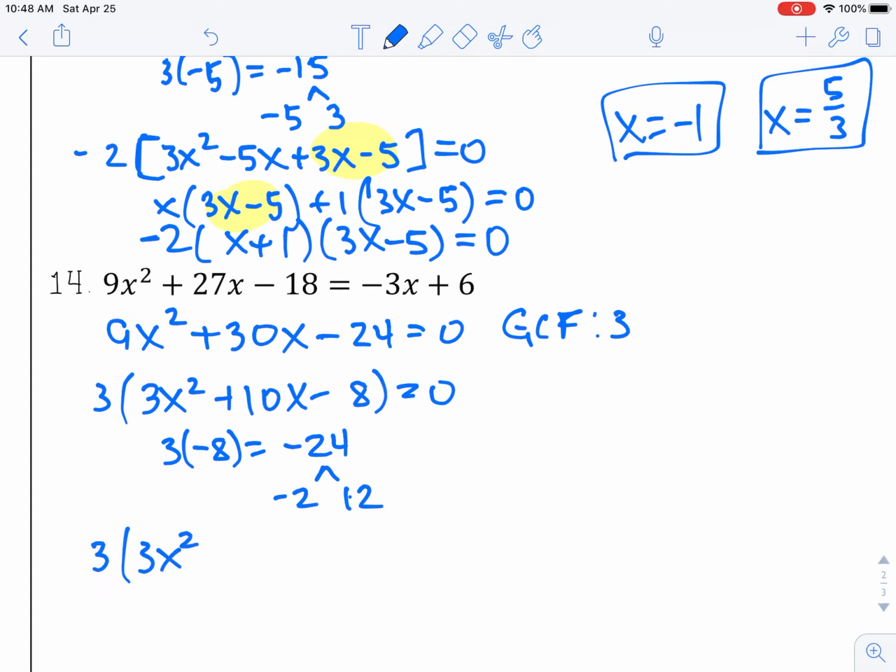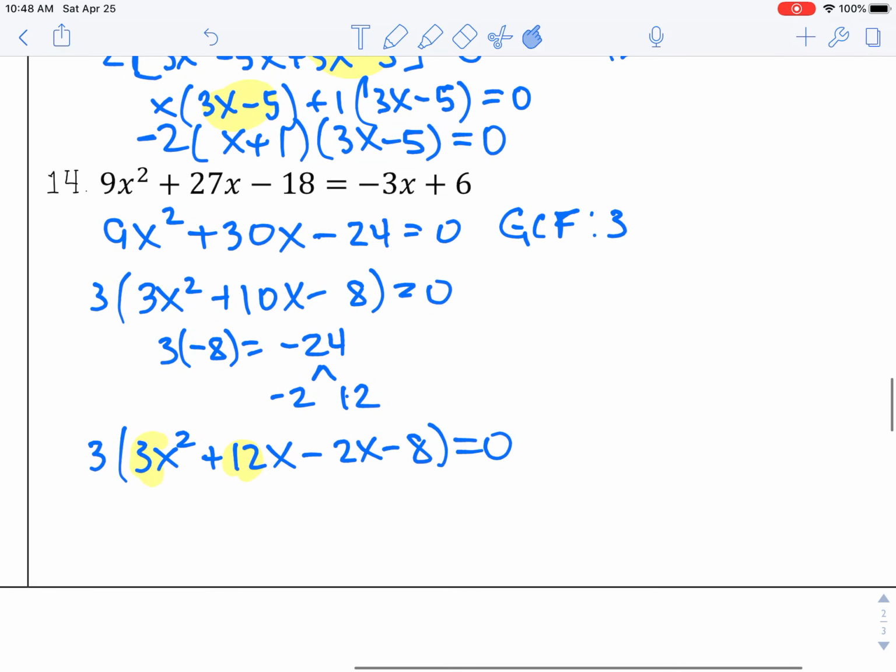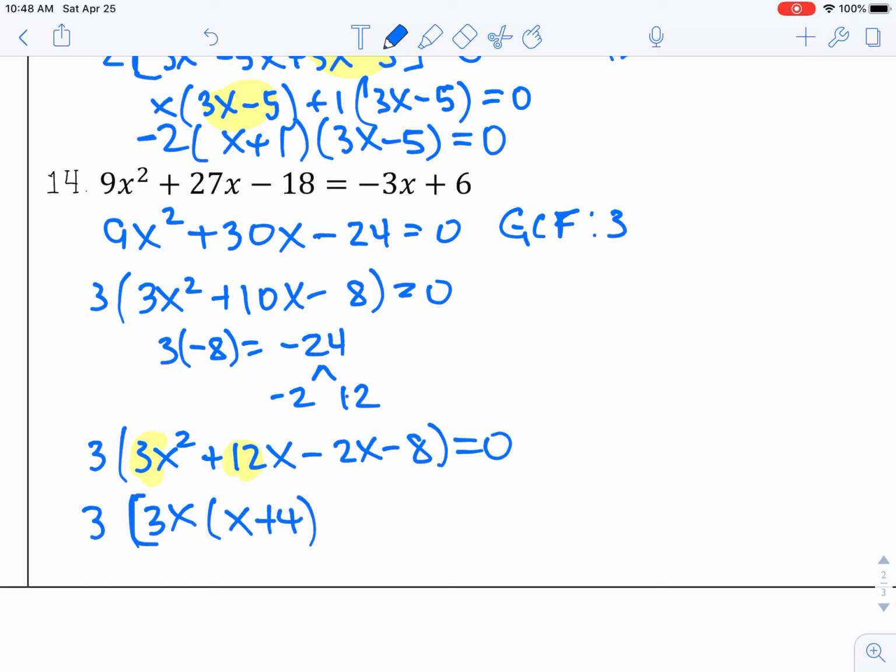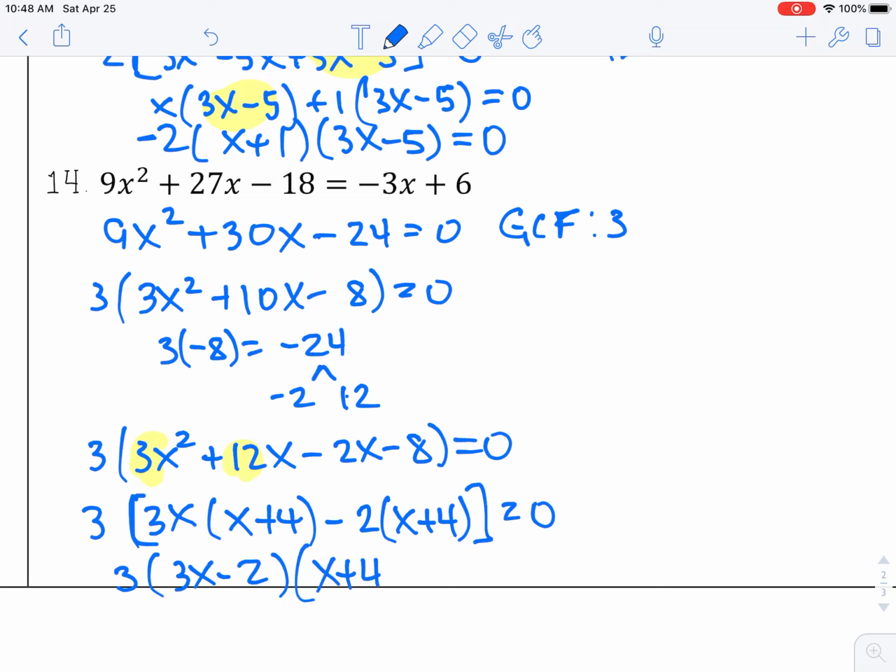So it's 3x squared plus 12x. Remember, it needs to be in the order so that you can factor out something between those first two terms. You can factor out a 3x. And then I need to factor out a negative 2 so that this last term is positive. So you get 3x minus 2, x plus 4.